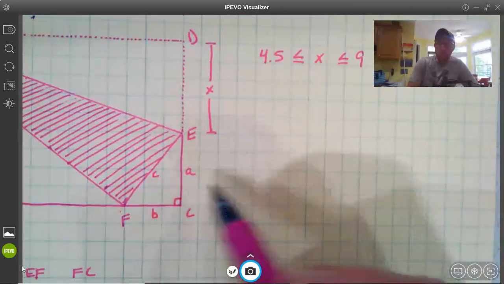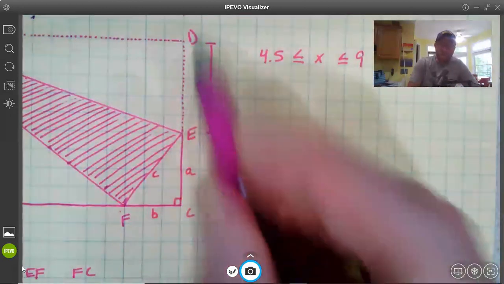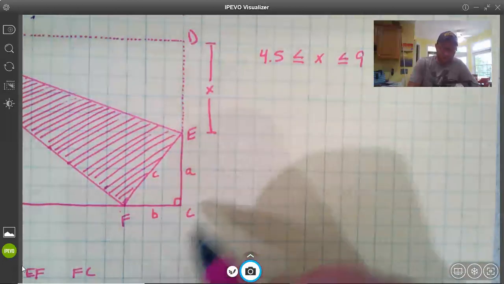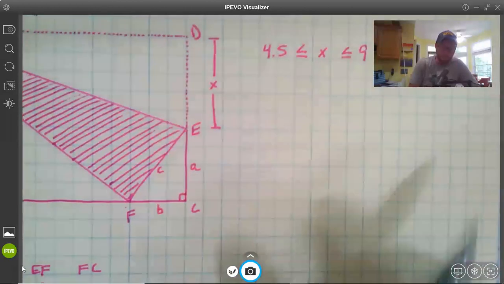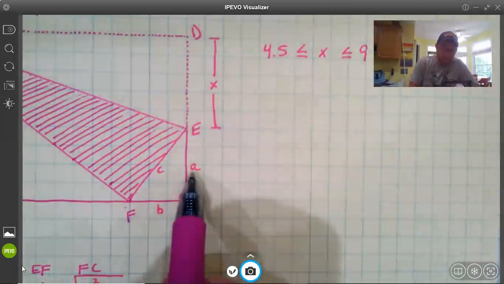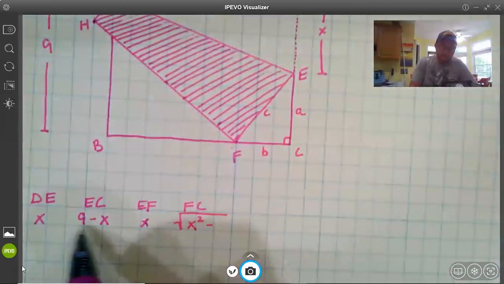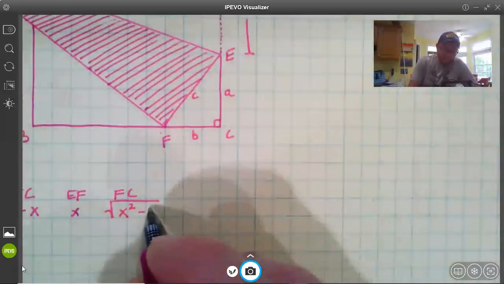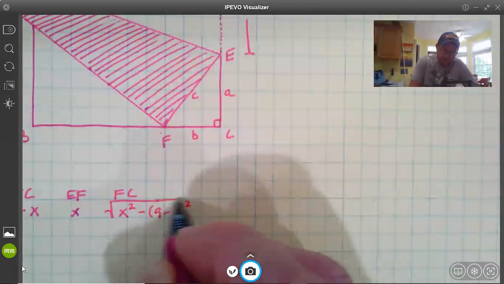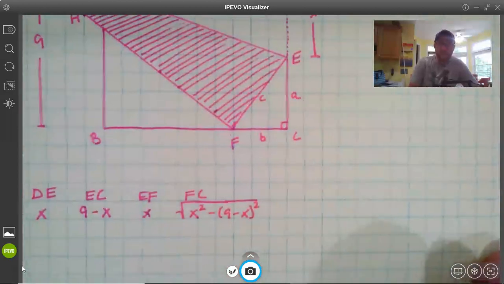A is just what's left over after I take this x out of 9, so it's 9 minus x. And then b down here is the one that we're solving for. So FC is the square root of x squared minus a squared, where I determined that a, or EC, is 9 minus x. So that is the square root of x squared minus (9 minus x) squared, all inside the square root bracket.